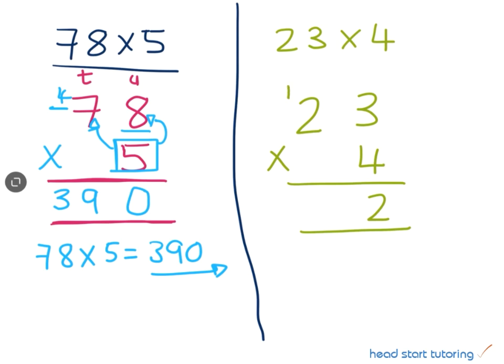4 multiplied by 2 is equal to 8. So 8 plus 1 is 9, and my answer is 92. So 23 times 4 is equal to 92.